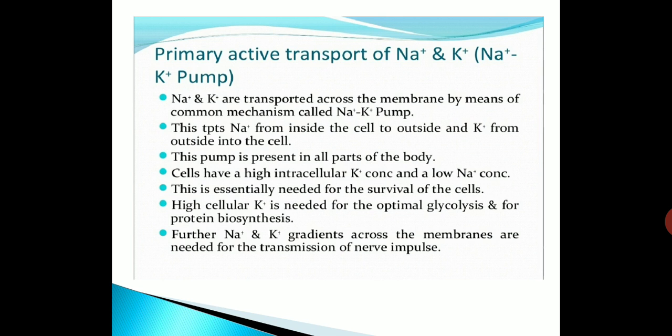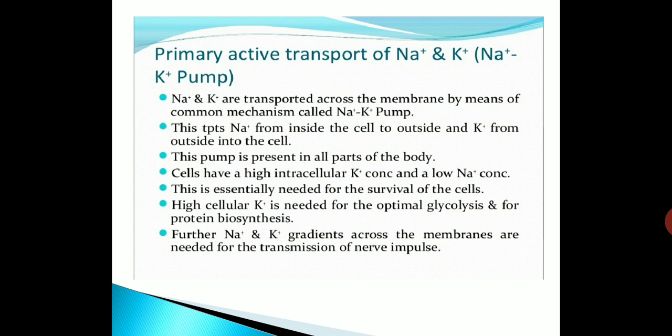Primary active transport of sodium and potassium ions is called the sodium-potassium pump. Sodium and potassium ions are transported across the membrane by a common mechanism called the sodium-potassium pump. This transports sodium ions from inside the cell to outside and potassium ions from outside into the cell. This pump is present in all parts of the body.